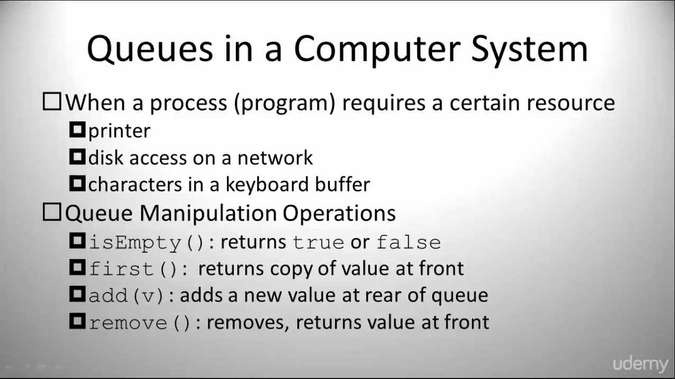isEmpty returns true or false. First returns a copy of the value at the front. Add adds a new value at the rear of the queue, and remove removes and returns the value at the front.